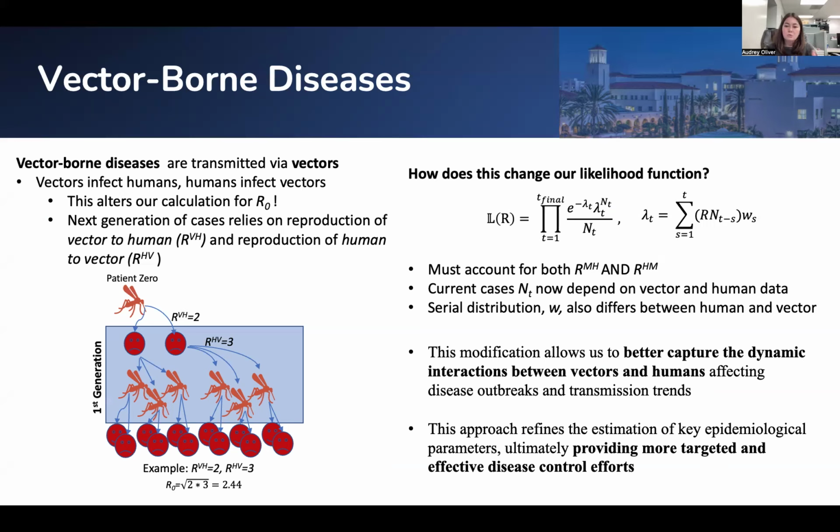As we've just introduced, we should account for both RVH and RHV. We also note that the next generation of cases N will now depend on previous cases for both humans and the vectors. And lastly, the serial distribution W will also differ between the humans and vectors. Taking all this into account, we developed a new framework for the likelihood function for vector-borne diseases. These modifications allow us to better capture the dynamic interactions between vectors and humans, affecting disease outbreaks and transmission trends, ultimately providing more targeted and effective disease control efforts.